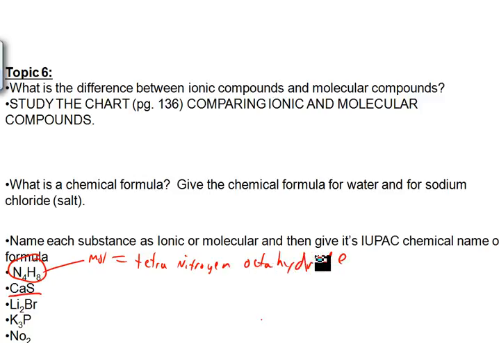Next, CaS, metal, non-metal. It's calcium with sulfur, so it's ionic, and it's called calcium sulfide.